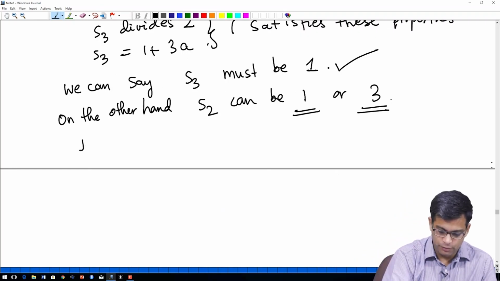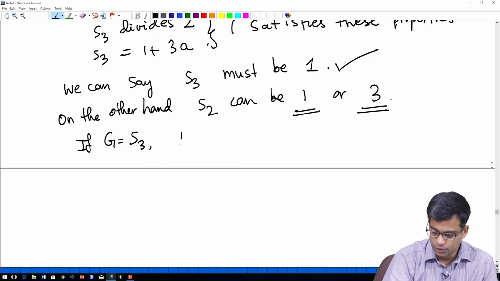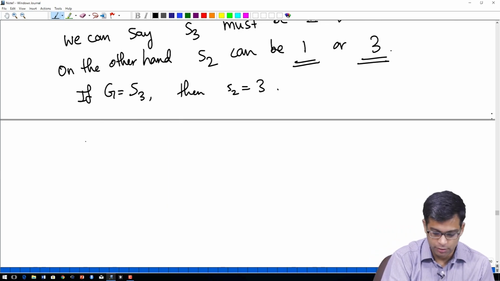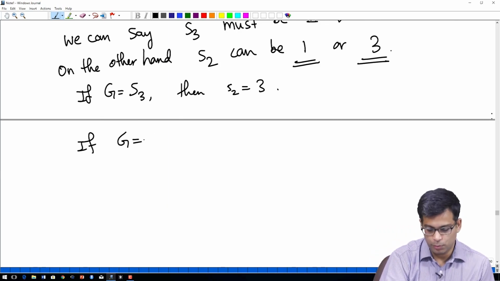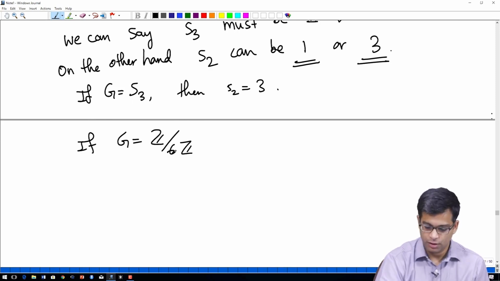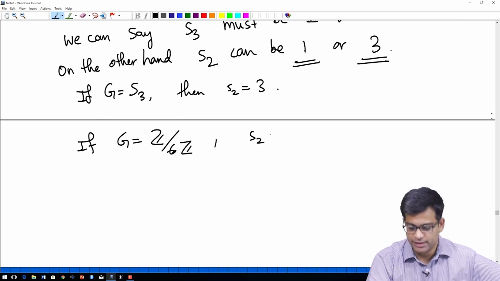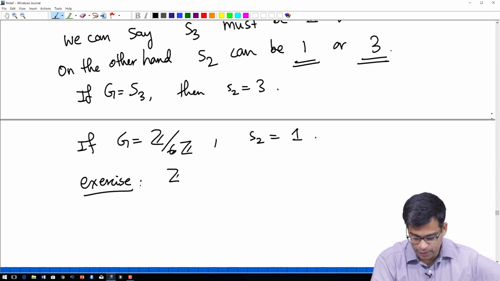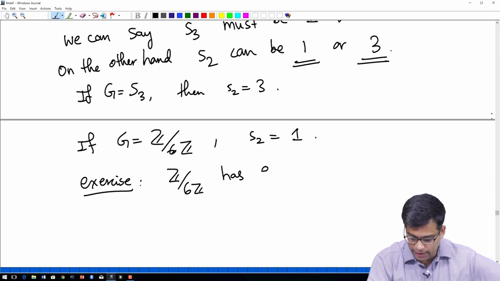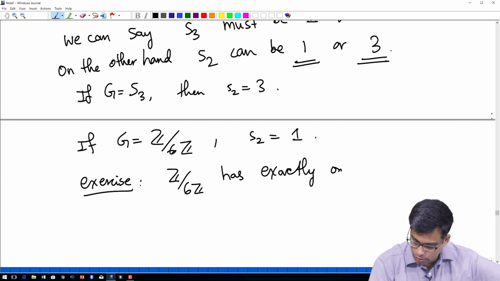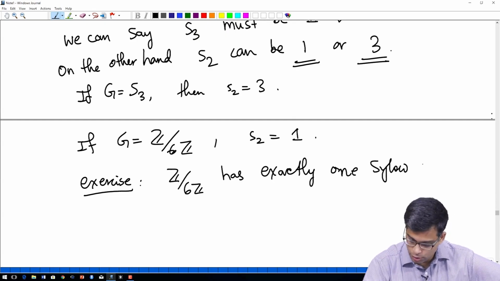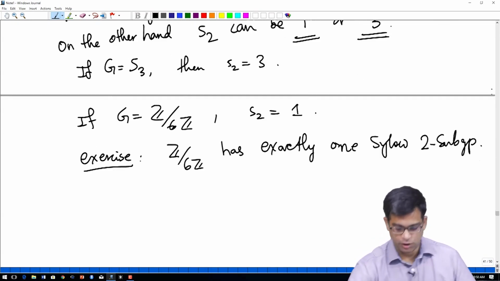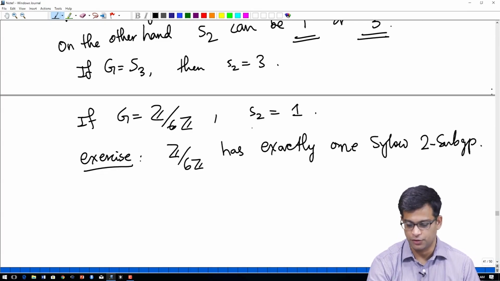So if the group is S3, then S2 is 3. On the other hand, if we take the group to be Z mod 6Z, this is also a group of order 6, then S2 is actually 1. This is an exercise for you. Z mod 6Z has exactly 1 Sylow 2 subgroup. Okay. So in this case S2 equal to 1 is achieved.